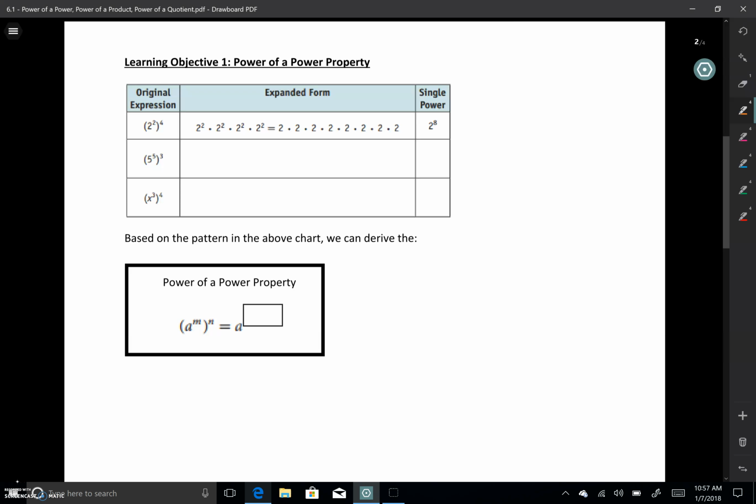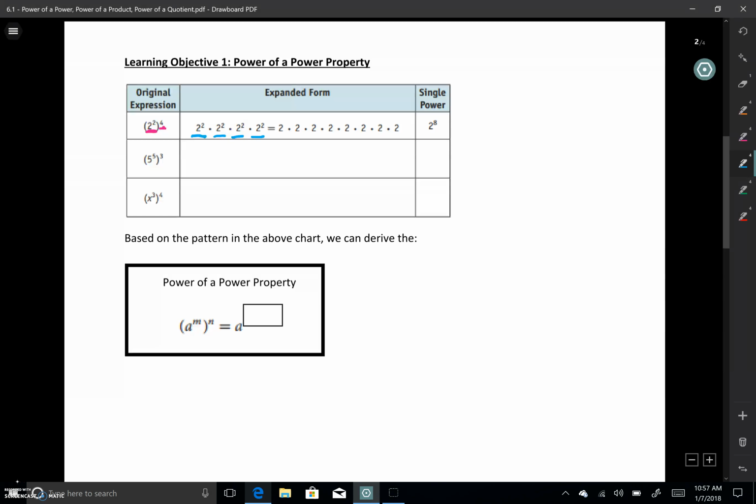So again, we see here one of these charts. The first line is filled out for us. So let's go ahead and actually analyze what this is saying. In our original expression, we have 2 squared, and then that power itself is raised to the power of 4. So if we ask ourselves, what does this really mean? This means I'm taking 2 squared and I'm multiplying it to itself 4 times. So I get 2 squared times 2 squared times 2 squared times 2 squared.